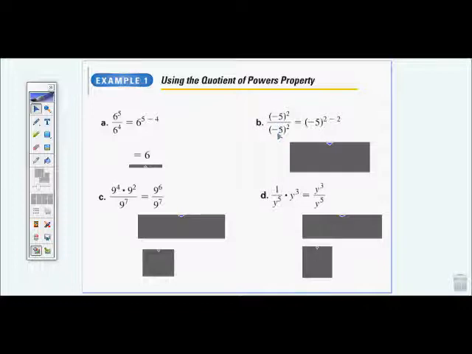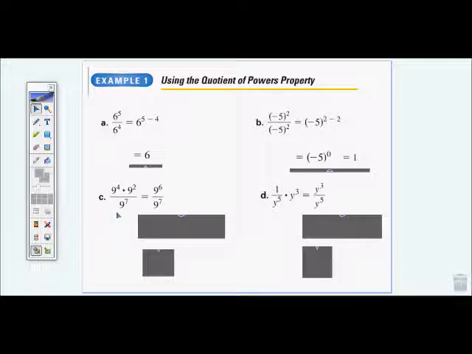In the next one, do not let the negative on the factor throw you off. We have the same base, negative 5. They're equal, so I will move it up to the top. So negative 5 to the second minus 2 is going to give me 0, and negative 5 to the 0 power. Remember, anything to the 0 power is 1.